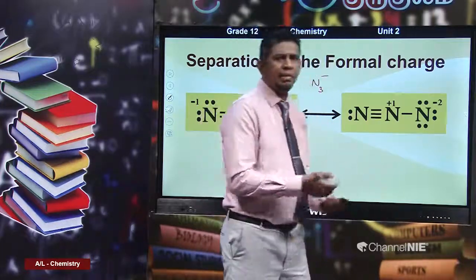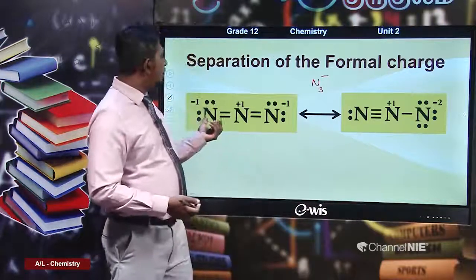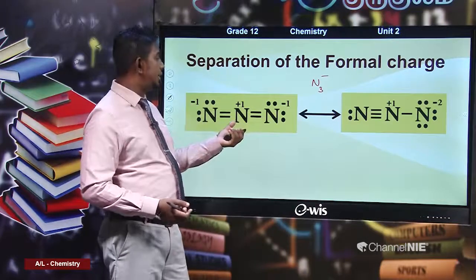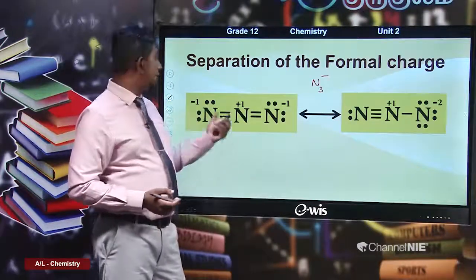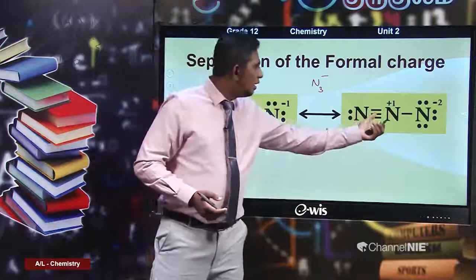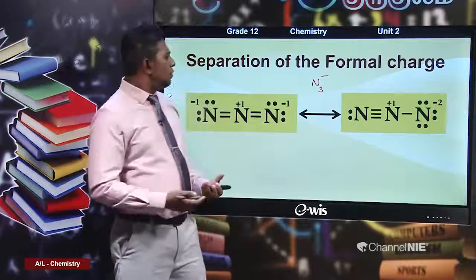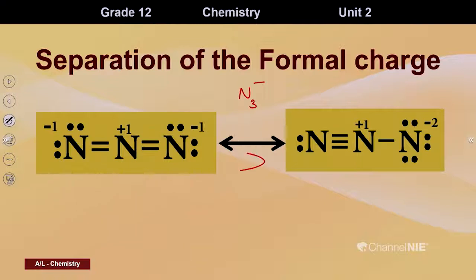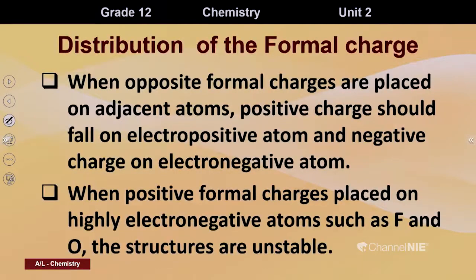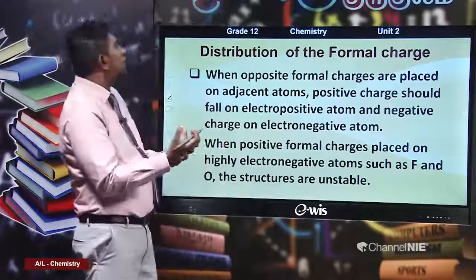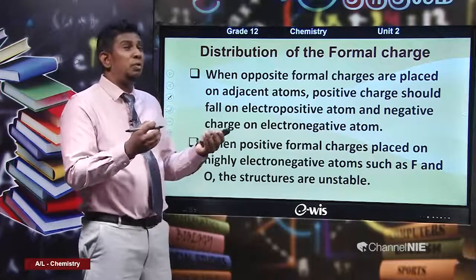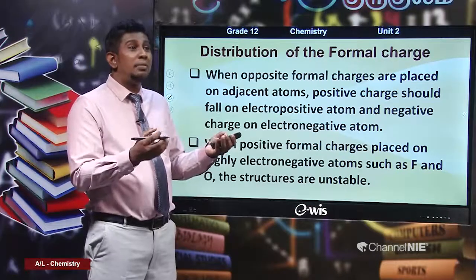So it's highly unstable. It's better to have the separation of charges, distributed throughout the atoms. Each atom carrying a charge is better than one atom carrying more charges. So this is more stable compared to that. That's the point. That's what we call separation of the formal charge. Then students, it's the distribution of this formal charge. You need to check which atom has got the formal charge.